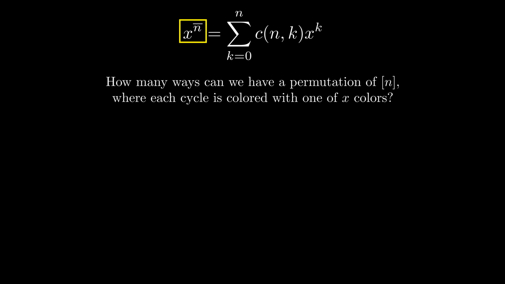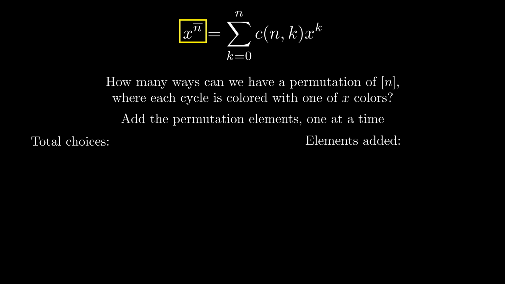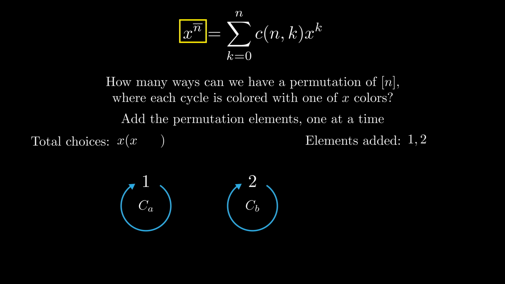Let's add the numbers from 1 through n to our permutation one at a time. First we add 1, and it must go in a new cycle. Since it is a new cycle, we need to give it a color, and we have x choices. The next number we include, 2, now has 2 cases. We can either make a new cycle, which once again gives us x choices, or we can place it in an existing cycle. Here, we have 1 choice to place it. Placing a number at the beginning or end of a cycle is the same, since the beginning of the cycle is the end of the cycle. This gives us a total of x plus 1 choices for where to place the 2.